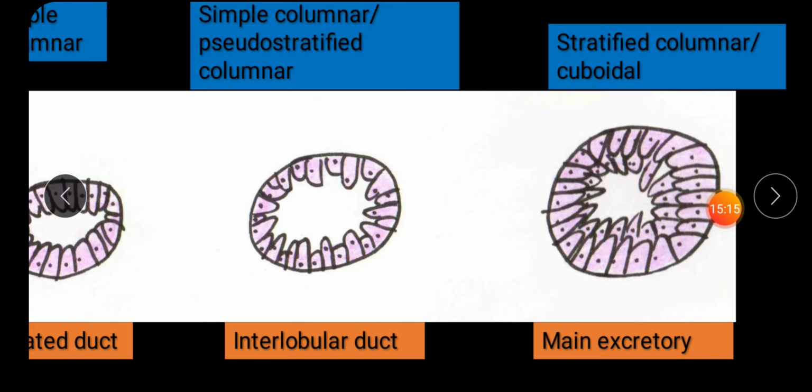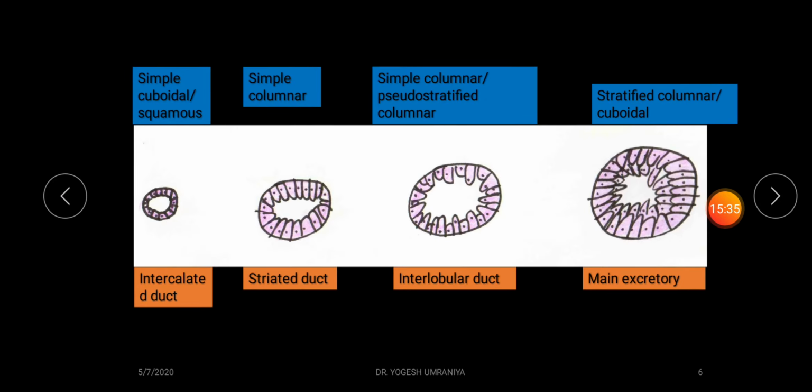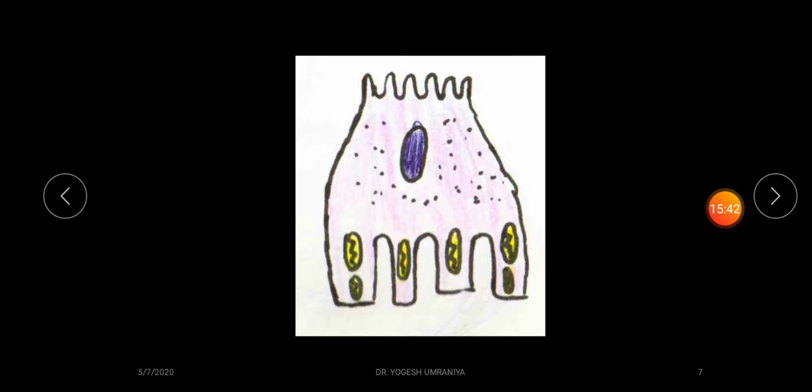Also remember that in some books they mention that the terminal portion of this main excretory duct has the characteristic of non-keratinized stratified squamous epithelium, same as the epithelium of the oral cavity. So this is something regarding the various ducts and their characteristic wall pattern. In the next slide we will see this single cell that is forming the wall of the striated duct. So this is particularly the cell of the striated duct.